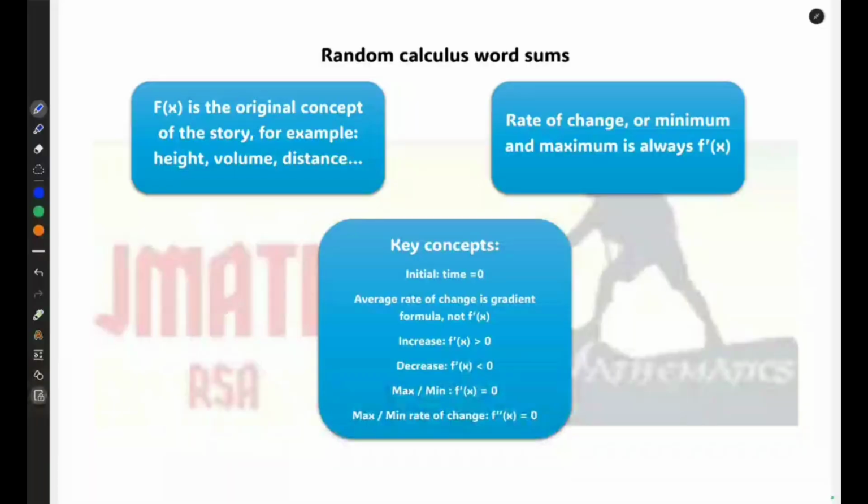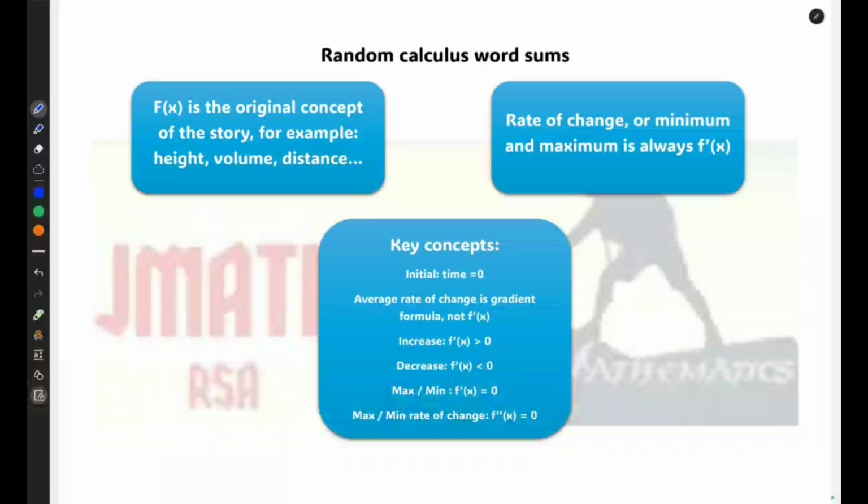The last part of calculus is always a word sum. There are a multitude of variations, so I can't possibly show you all of them, but I can show you some groups of questions that normally come up. Unfortunately, this is one of those places in math where it's completely random. You don't know what you're going to get in your paper. Prepare as much as you can, but then just hope you get a good one.